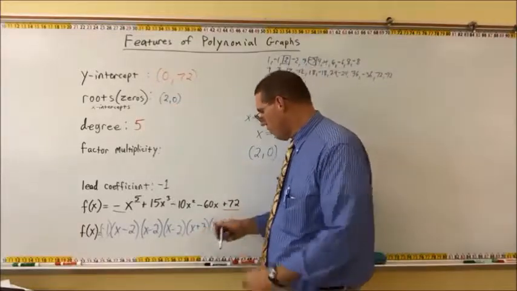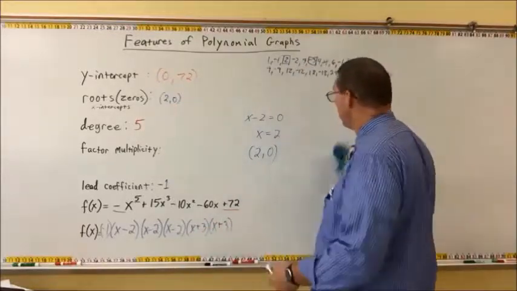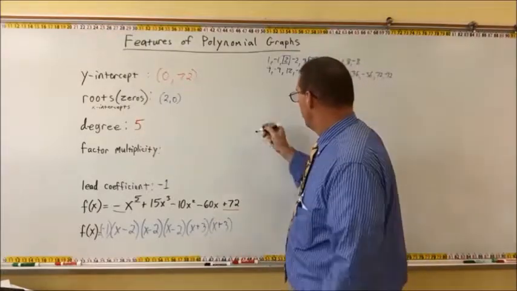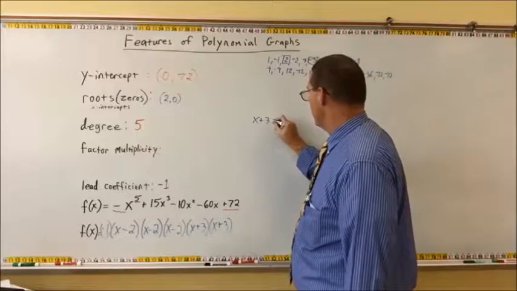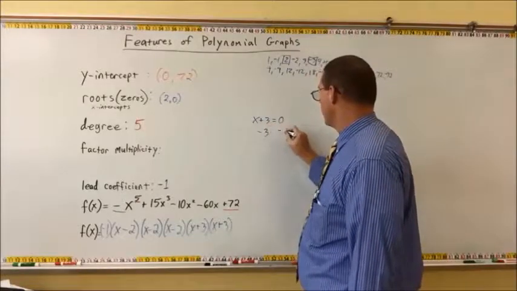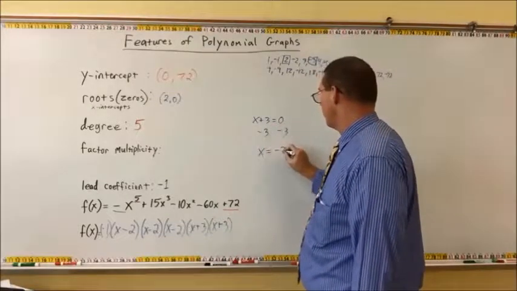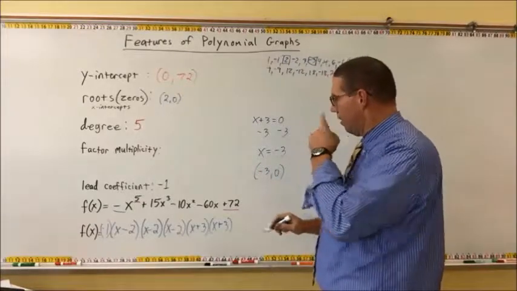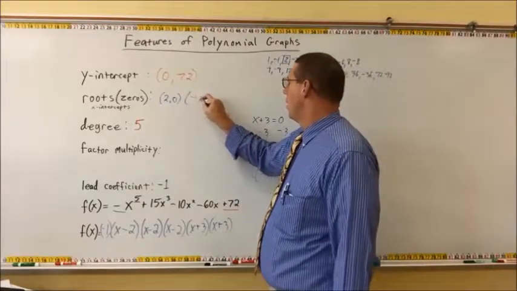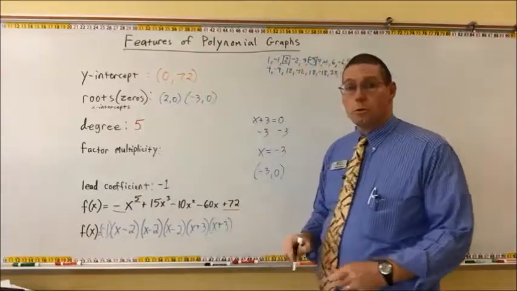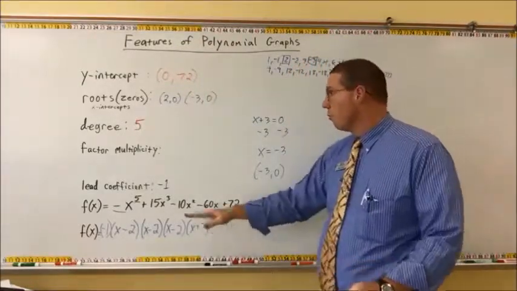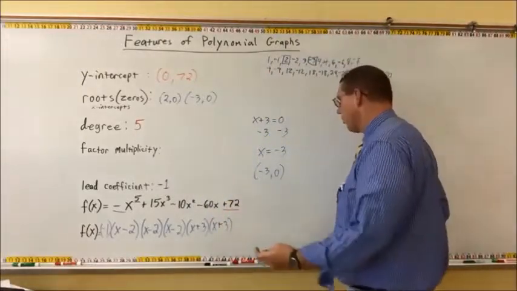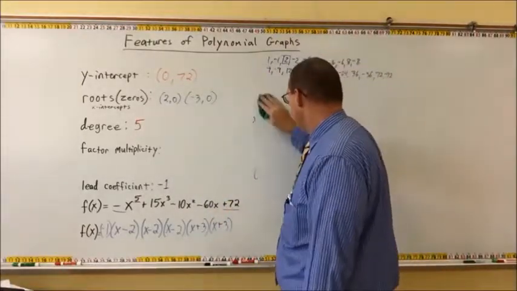So what about x plus 3? Well, we just showed you that up there. It's -3, but let me prove it to you. If I do x plus 3 equals 0, subtract 3, and we get x equals negative 3. That's the point negative 3, 0. And so we only have 2 roots. Even though we have 5 factors, we only have 2 roots. And you're going to see how we're going to explain that.